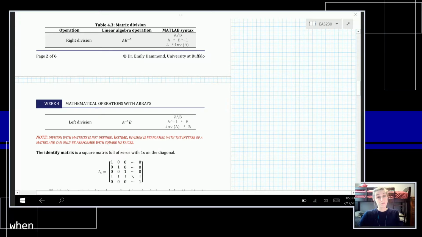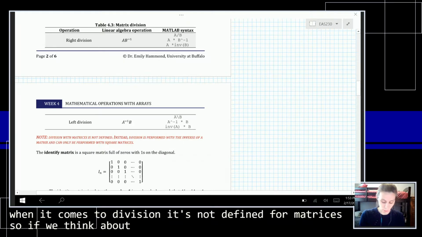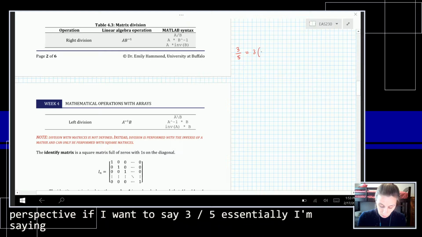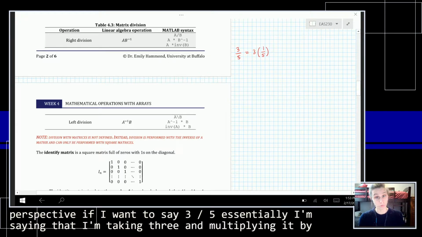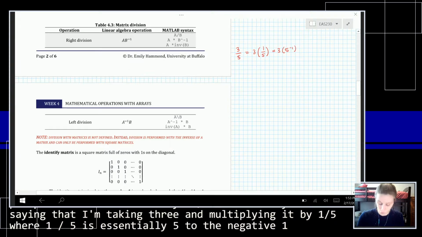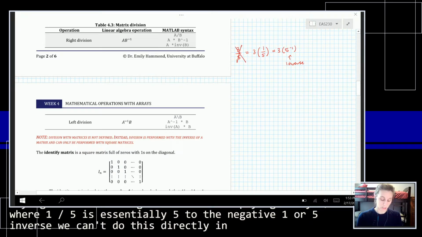When it comes to division, it's not defined for matrices. If we think about division from a scalar perspective, 3 divided by 5 means I'm taking 3 and multiplying it by 1 over 5, where 1 over 5 is essentially 5 to the negative 1, or 5 inverse. We can't do this directly in matrices, but we can do this.